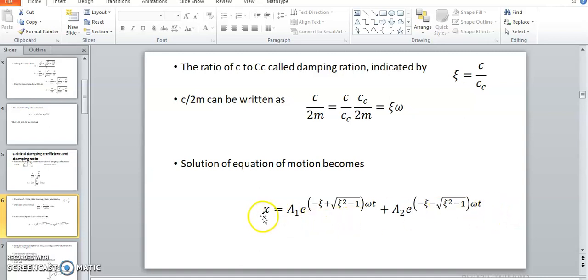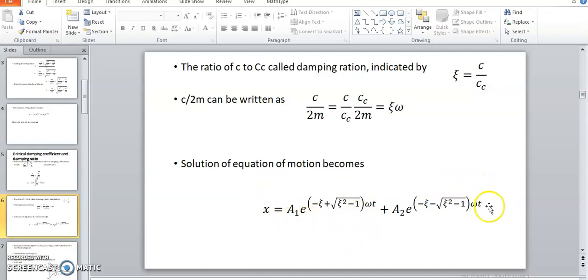This solution describes the displacement x of a particular vibratory body at a particular time t, having some damping ratio zeta. This c by Cc, which is zeta, is called the damping ratio. So x is the displacement of that vibratory body at time t and at a particular damping ratio zeta.